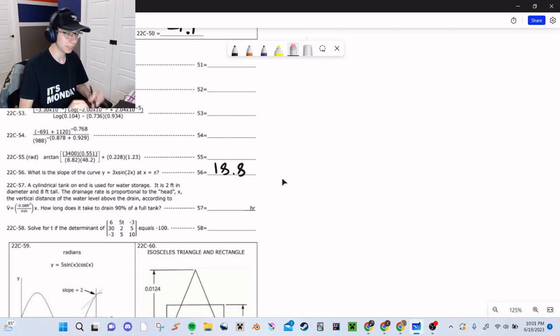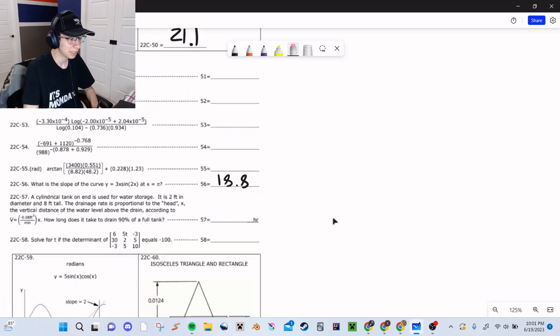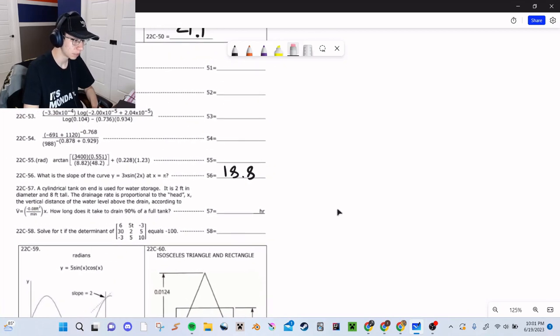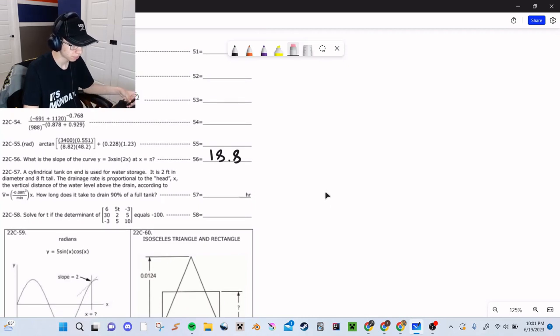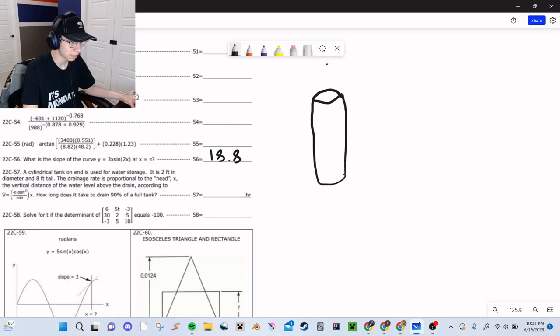Okay, so now we have the toughest question on the test, 57. You typically want to save this one for the end every time. So 57 says we have a cylindrical tank on end used for water storage. It is 2 feet in diameter and 8 feet tall. So probably something like this: 2 feet diameter, 8 feet tall.